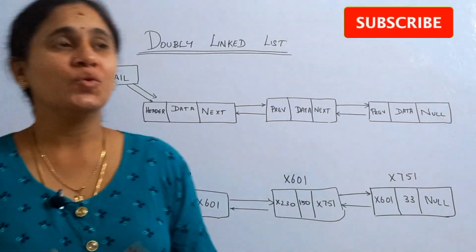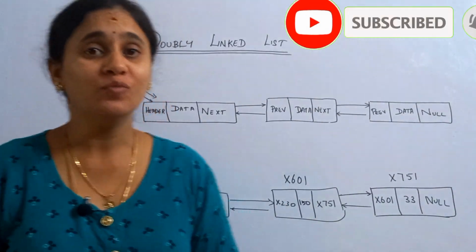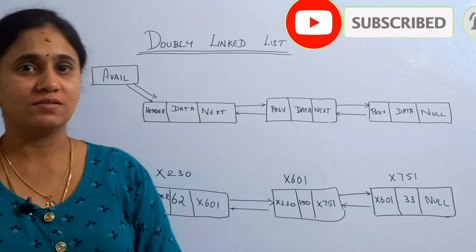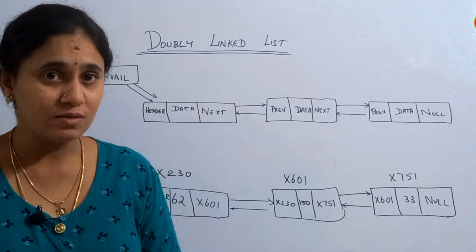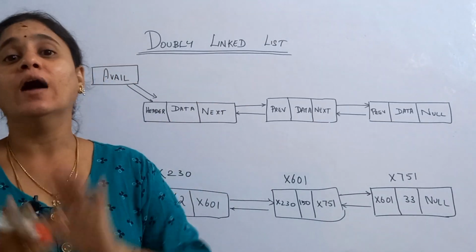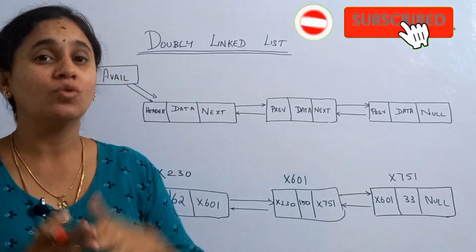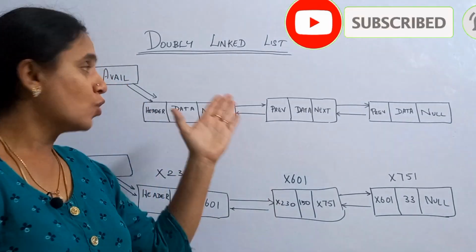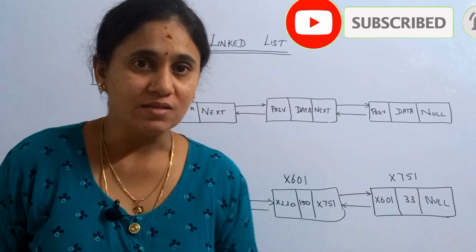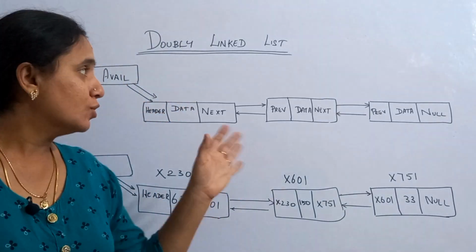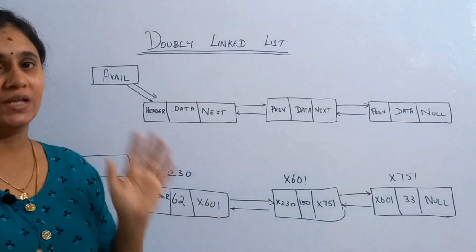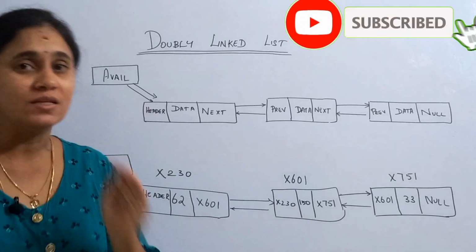Hi guys, in this session we are going to start the discussion of the doubly linked list. In the last classes we discussed the linked list introduction, what the actual linked list is, and what the different types present are. We discussed all those things in the last videos. Now this is one type of linked list data structure.